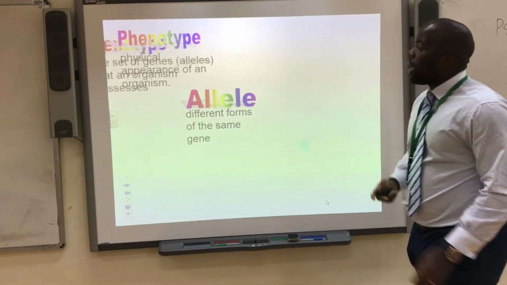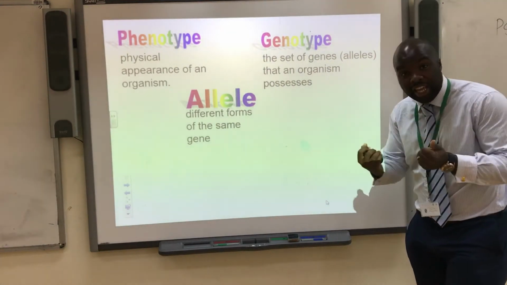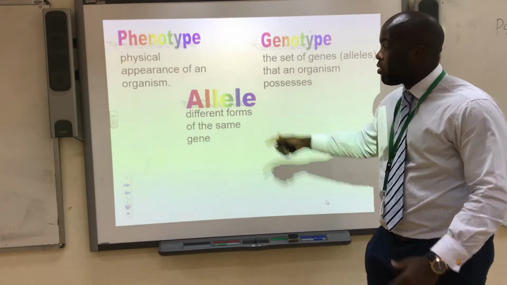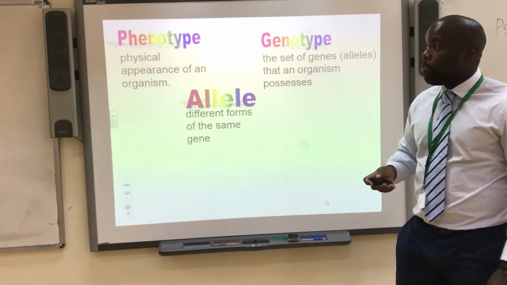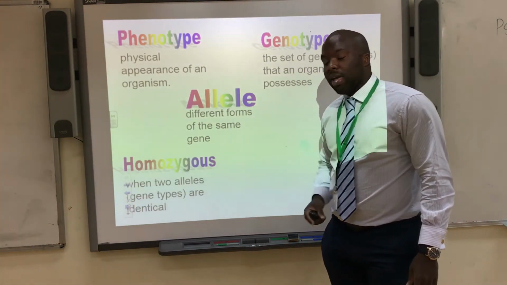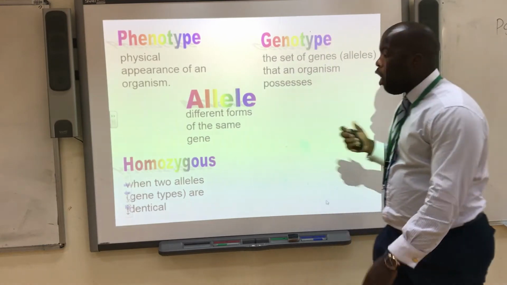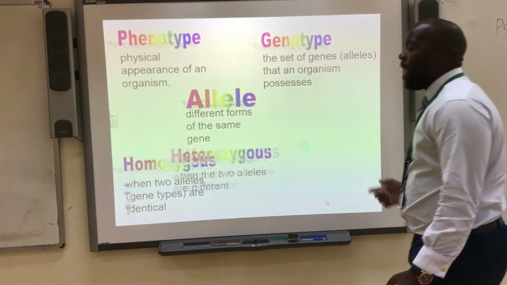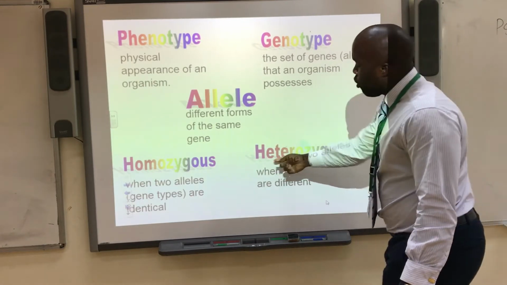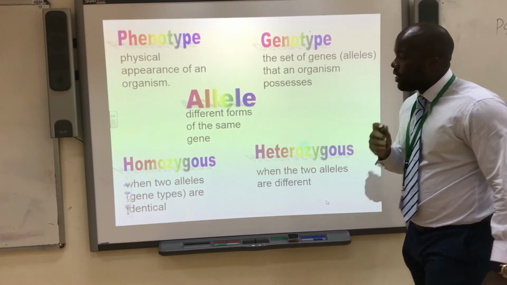okay? Let's look at genotype. Now, your genotype is the set of genes, or alleles, don't forget we said alleles are different versions of the same gene, that you have inherited from your parents. Homozygous, homo, don't forget homo means the same. So homo is when two alleles are identical or the same, and we have heterozygous. Hetero means opposite or different, okay? When two alleles are different, okay?